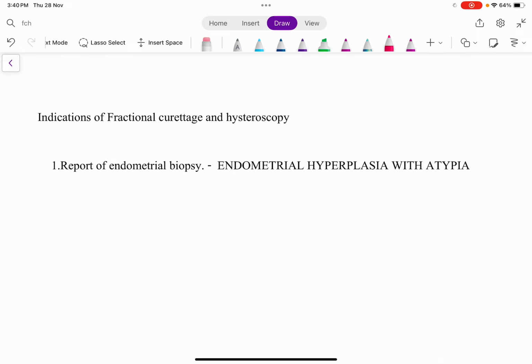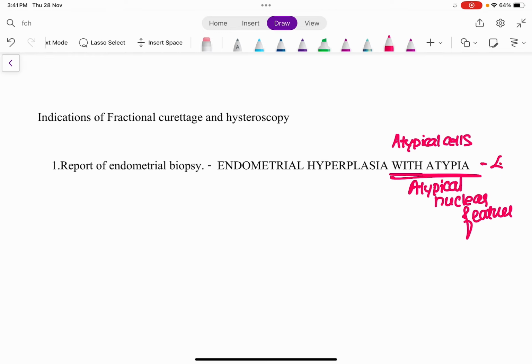If the report of the endometrial biopsy comes out to be endometrial hyperplasia with atypia, what is with atypia? With atypia means atypical cells or atypical nuclear features are present. So the chances of progression to malignancy are much higher, right? Nearly 40% is the chance of progression of endometrial hyperplasia with atypia to endometrial cancer. So in order to rule out any pre-existing endometrial cancer, you have to do fractional curettage and hysteroscopy. You assess every single fraction of the uterus, send it for histopathological examination, and confirm the findings.